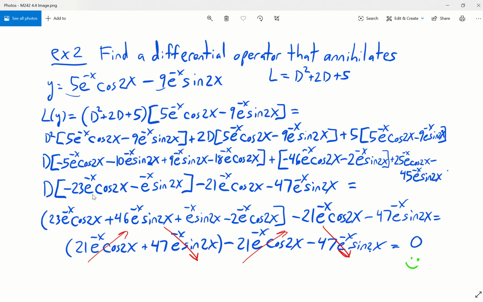See, there it is. So there was that first derivative simplified. Doubled it, put it back here to make it simplified. Take one more derivative, combine like terms, and it is in fact true that it will be annihilated by that differential operator. So life is good, especially if you can do basic algebra and arithmetic. You can do differential equations.